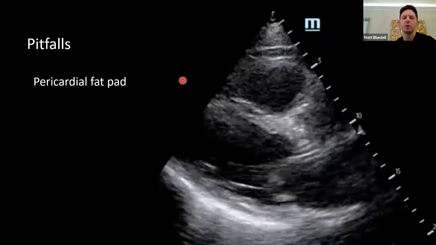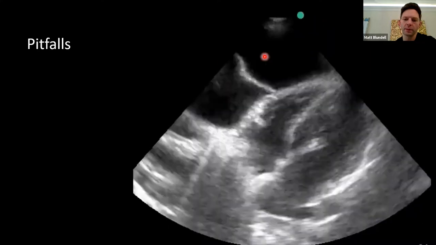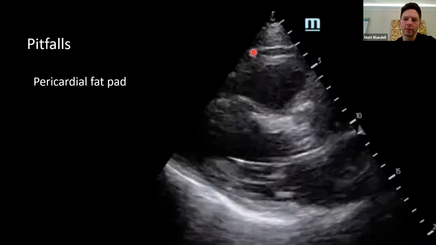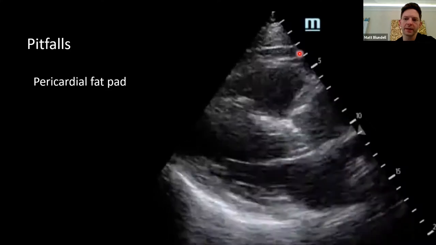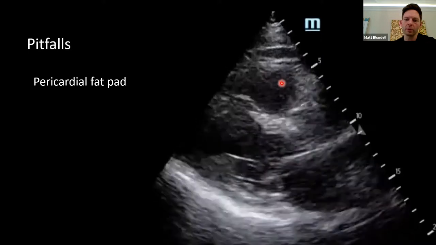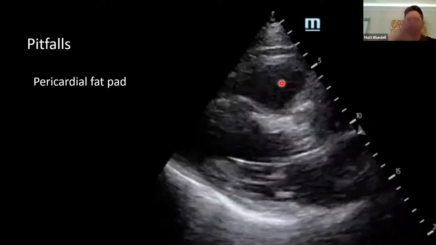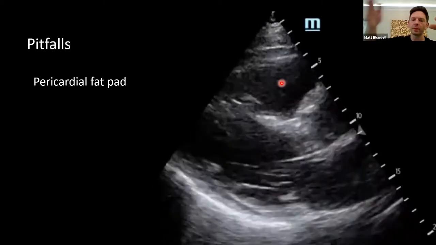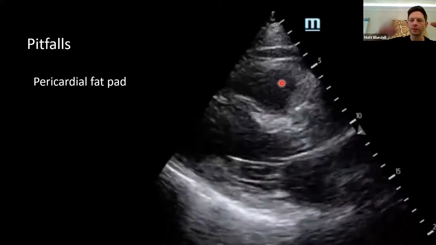Yeah, so you should always confirm with multiple views. If you thought this was free fluid here, you can fan up and down. Often with free fluid, it will spread more around anteriorly and posteriorly. With a fat pad, it just normally runs in that groove. So it will disappear out of view fairly quickly when you're fanning up and down.